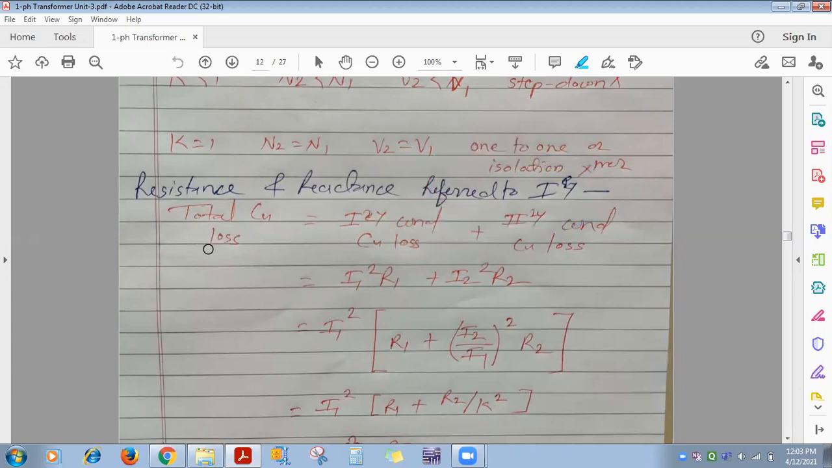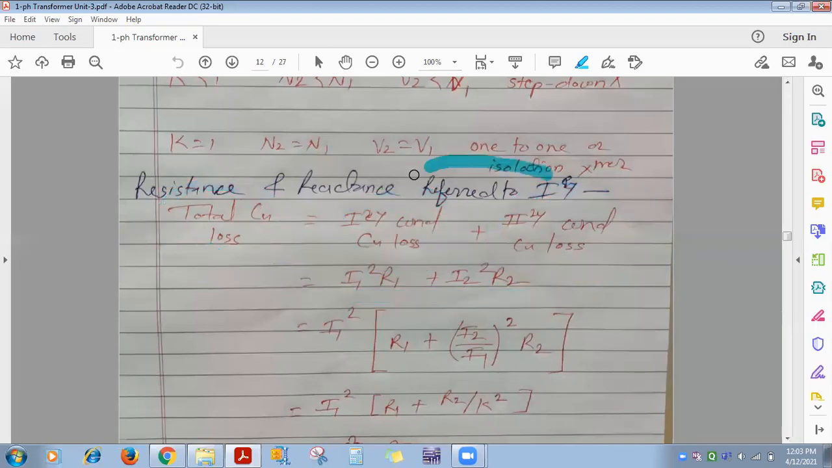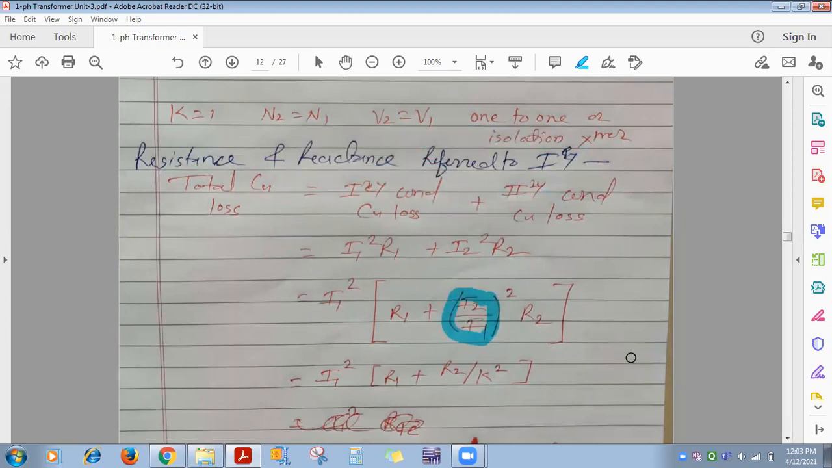Okay, now see, total copper loss, all of you know, is primary winding copper loss plus secondary winding copper loss: I1 square R1 plus I2 square R2. Previously also we have seen, since it is referred to primary, take I1 square common from this. If you take it common, you will get I2 by I1 its square, isn't it? And what is I2 by I1 in terms of the transformation ratio K? Yes, I2 by I1 is 1 by K. So you can replace it by 1 by K.